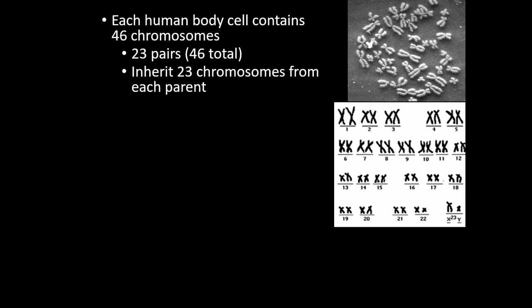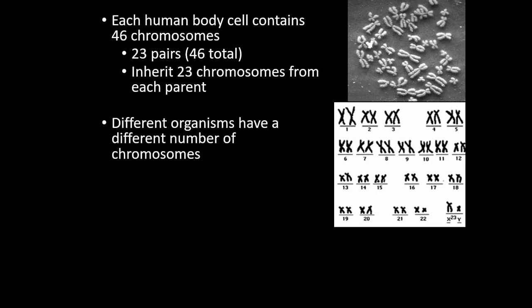Now, when I said you get half of your chromosomes from your mom, half of your chromosomes from your dad, what that means is that you inherit 23 chromosomes from each of your parents. And that's, again, contained in the egg and the sperm. When the egg and the sperm unite and they fertilize to make that very first cell called the zygote, then you have an entire set of chromosomes, because 23 chromosomes from the egg, 23 chromosomes from the sperm, you get 46 total chromosomes.